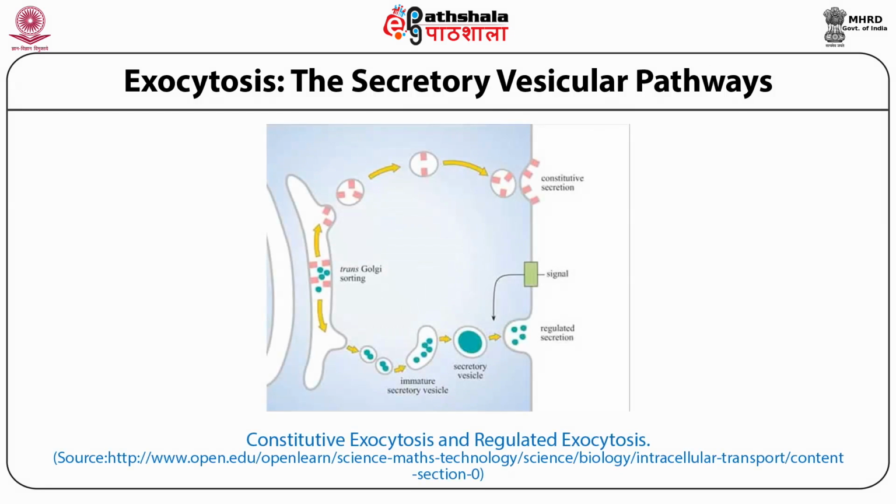This figure shows a schematic representation of constitutive exocytosis and regulated exocytosis. In constitutive exocytosis, the process is going on without any signal, and the molecules will move from the trans-Golgi apparatus towards the extracellular matrix. While in case of regulated secretion, a signal is required to fuse the secretory vesicle towards the outside of the extracellular matrix.